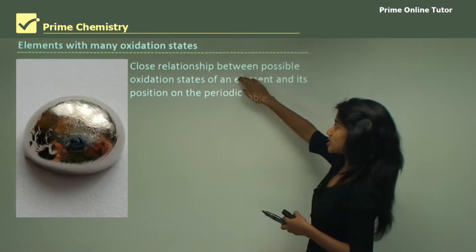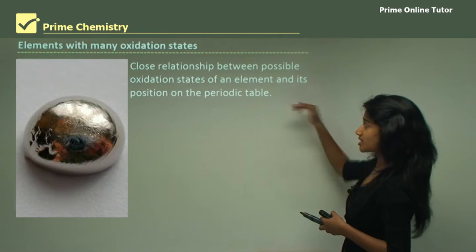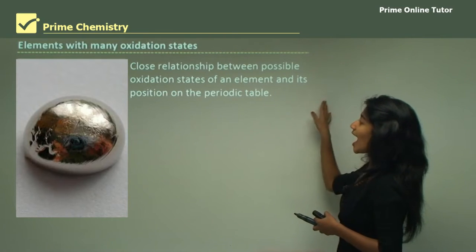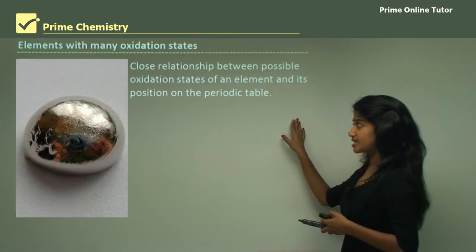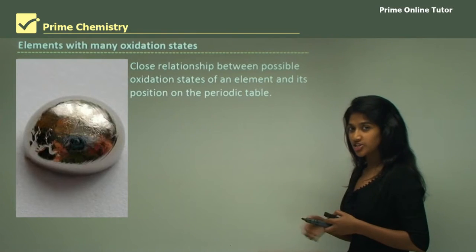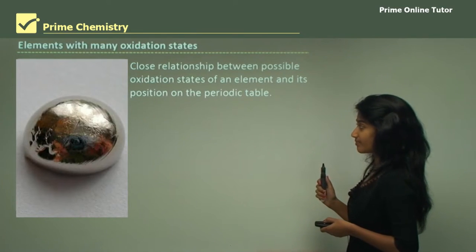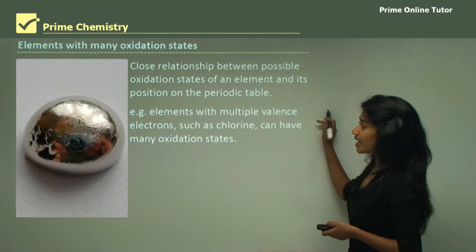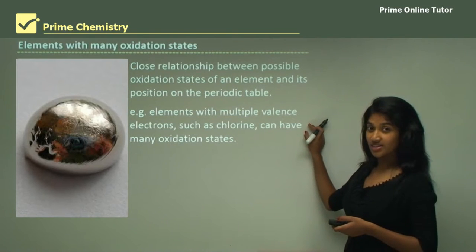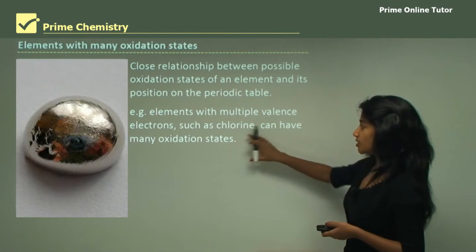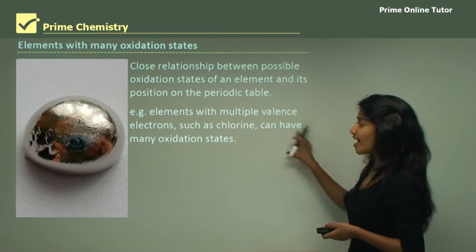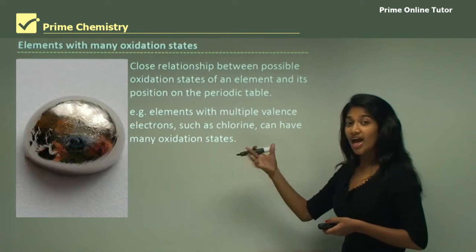Now, there is a close relationship between the possible oxidation states of an element and its position on the periodic table. We'll be looking towards that. For example, we have elements with multiple valence electrons, such as chlorine, that can have many oxidation states, as you just saw.